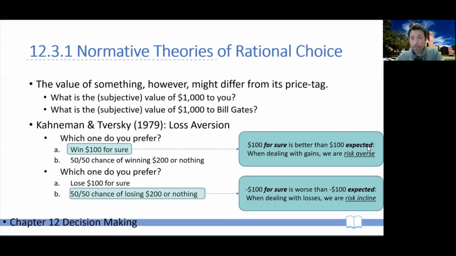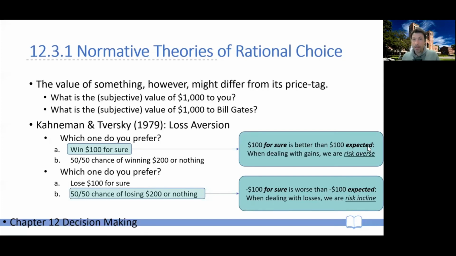Most people do. So in this case, it turns out that losing $100 for sure is actually much worse. People like it less than maybe losing $200 and maybe losing nothing. Or in other words, people like losing $100 for sure less than the expected loss of $100. In other words, when dealing with losses, we seem to be risk inclined.